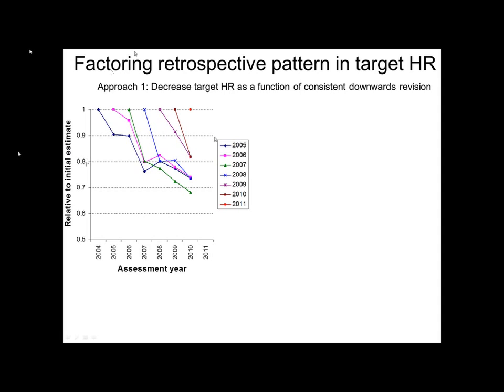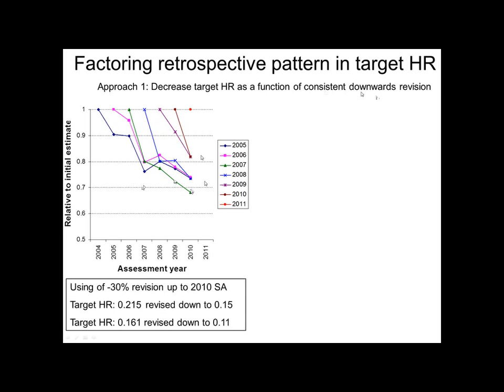Another way is to factor this into the target harvest rate, so try to be proactive about the problem. The first approach is to decrease the target harvest rate as a function of the consistent harvest revision that we've seen in years past. This was based on last year's data: if we assume that we've seen a reduction of at least 30%, we can apply a 30% downward revision of the target harvest rates to account for the overestimation of exploitable biomass as of last year.